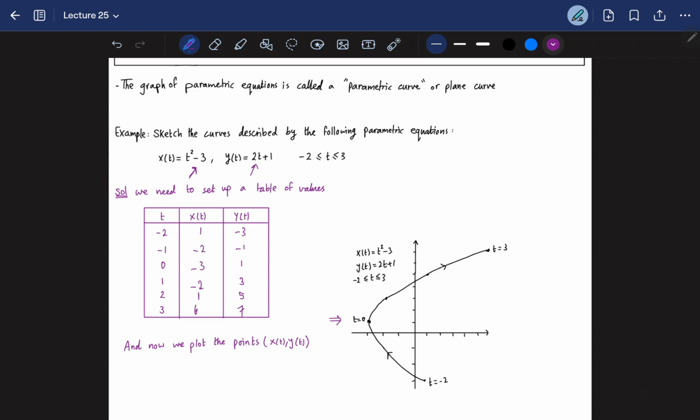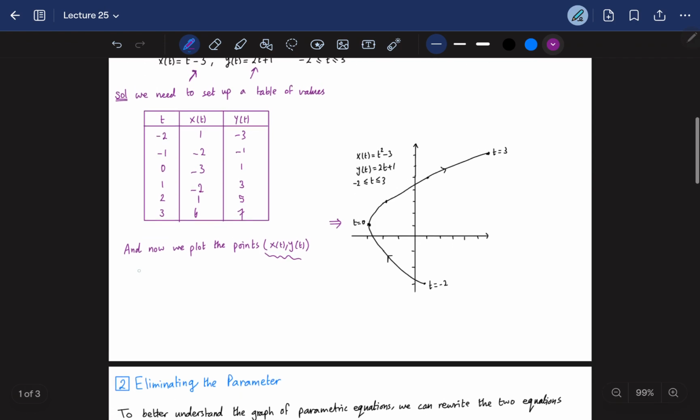Now once you're done with finding the values, you want to create points. All of the points are going to be of the form x of t, y of t. So you're going to have the following points: 1, negative 3; negative 2, negative 1; negative 3, 1; negative 2, 3; 1, 5; and 6, 7. Now obviously you don't need all of these points. You can plot 3 or 4 points and that would be enough.